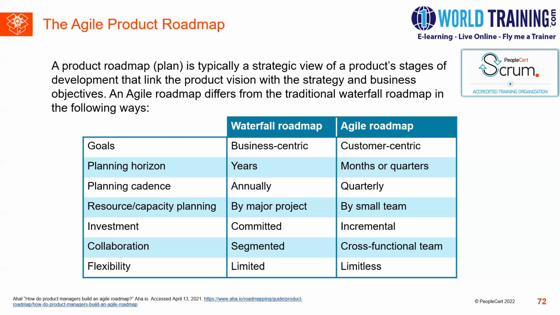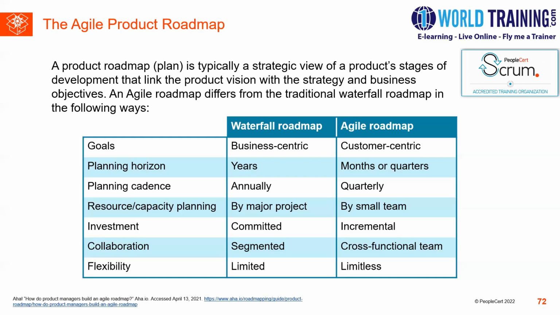From the flexibility perspective, there is limited flexibility in the waterfall model, but in the agile roadmap there is, I'll say, limitless flexibility, because the cross-functional team can be dismantled once the initiative gets over. There are a limited number of people, and it is at the prerogative of the product owner. Once they feel that the product or the iteration has been delivered successfully, the team can be flexibly reallocated to some other tasks. So there is a wider set of flexibility.